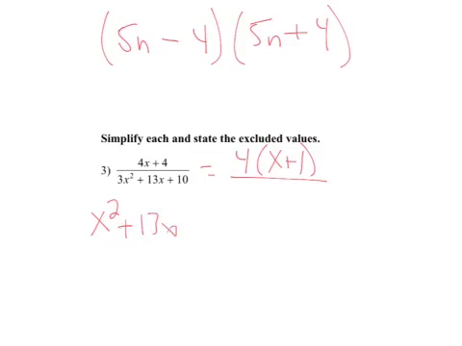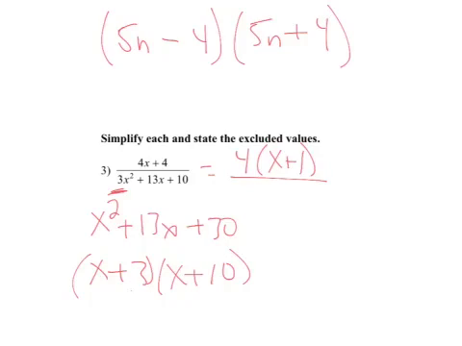AC method, because the 3 is in front, so 3 times 10 is 30. And then I'm asking myself, what will multiply to give me positive 30 that will add to give me 13, and I think that's 10 and 3. So x plus 3 and x plus 10. And remember that 3 that I ignored in the beginning? 3 divided by 3 will be 1, so x plus 1 is one of the factors.